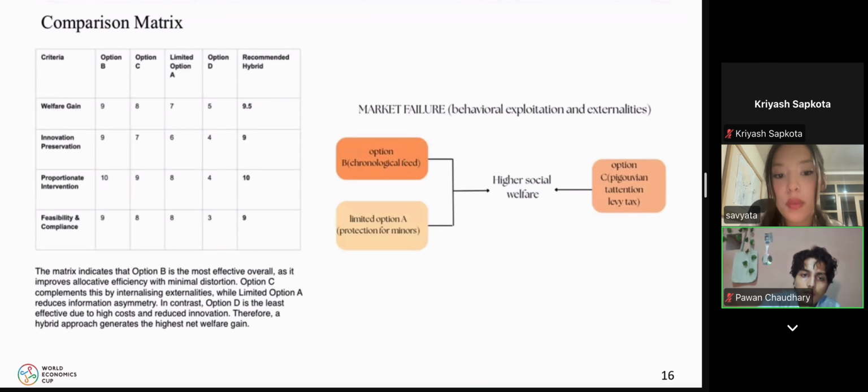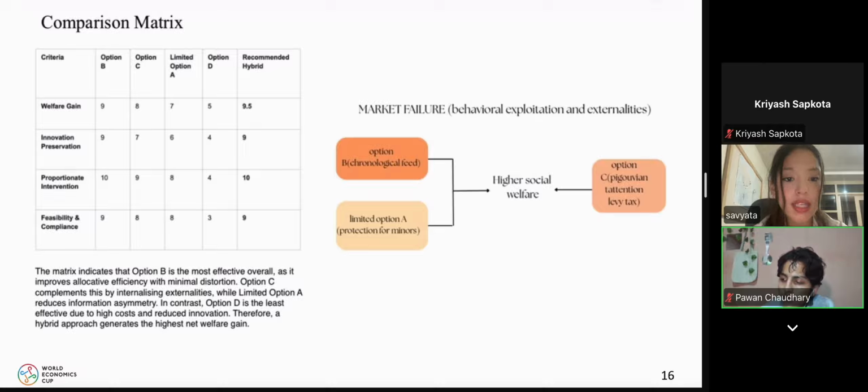Looking at the matrix, option B performs the strongest overall, improving allocative efficiency by correcting behavioral biases with minimal market distortion. Option C complements this by internalizing negative externalities, aligning marginal private costs with marginal social costs. Meanwhile, limited option A plays a supporting role by reducing information asymmetry, although its impact is more limited. In contrast, option D is the least effective due to its high compliance cost and reduced dynamic efficiency. Therefore, a hybrid approach generates the greatest net welfare gain, as it targets multiple sources of market failure simultaneously.